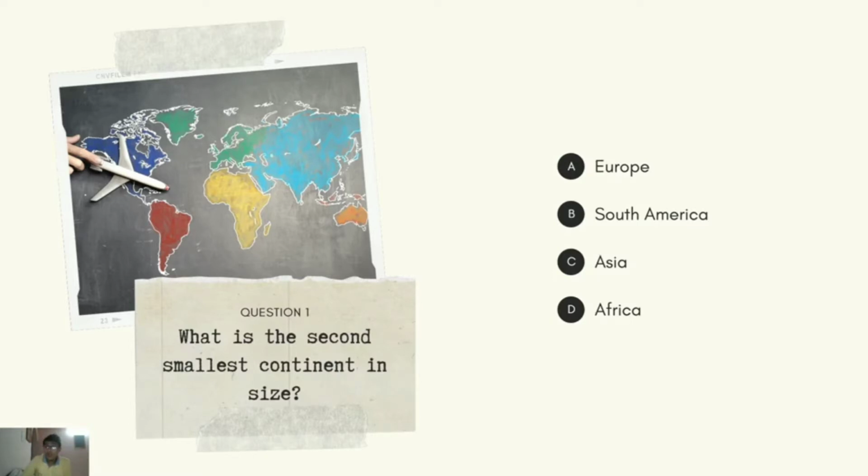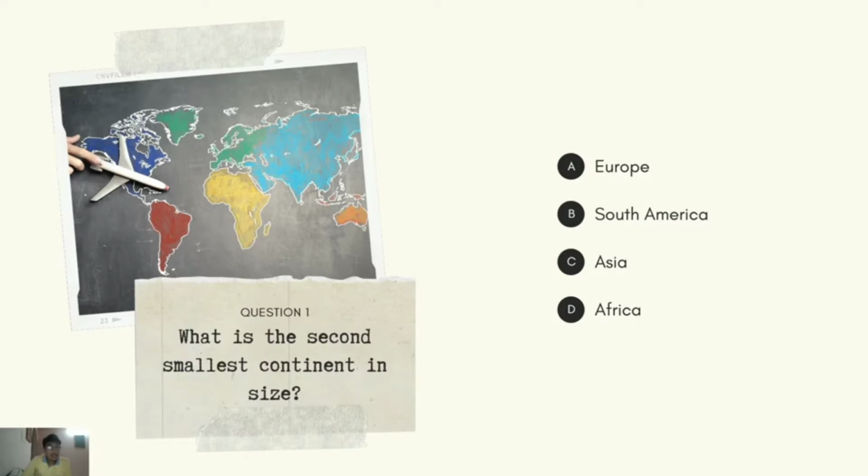Now we are going to see some facts about these continents. So what is the first question? What is the second smallest continent in size? Do you know which is the second smallest continent in size? There are four options given here: Europe, South America, Asia, and Africa. Can you guess the correct answer?